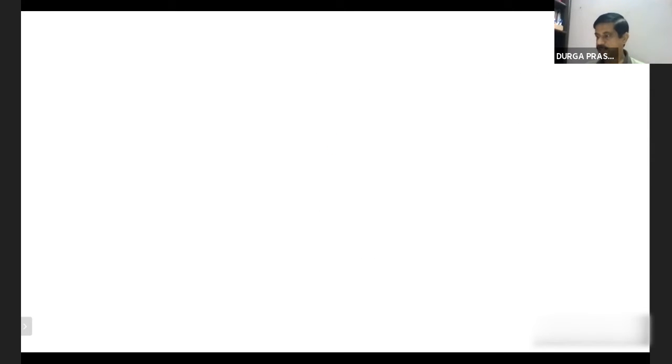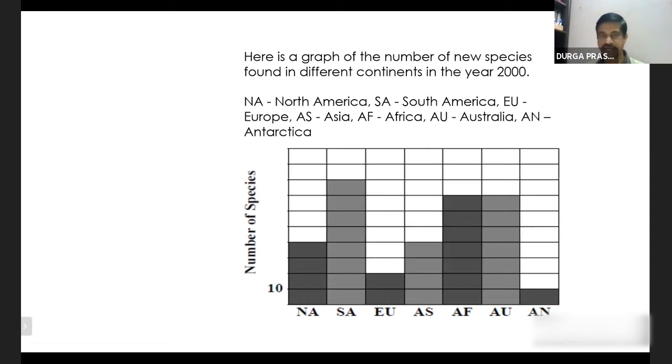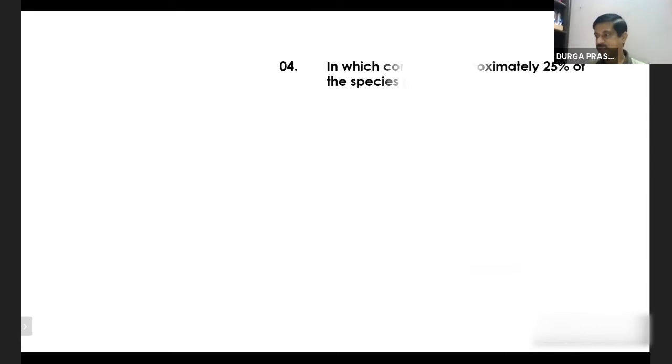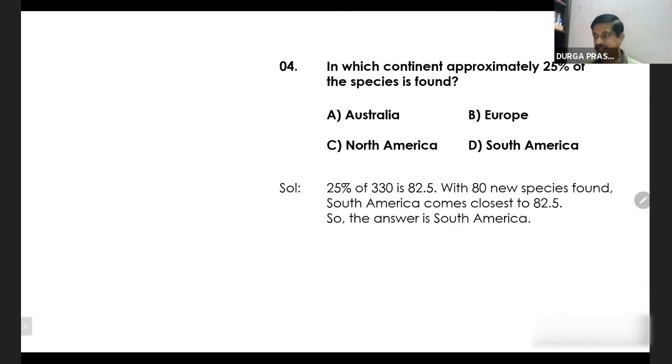Yes, children, let us go to the next question. Again, the graph, which we have already seen before. Let us see the question now. In which continent are approximately 25% of the species found? So 330 means it should be the one with 80 approximately. 25 percent of 330 is 82.5.